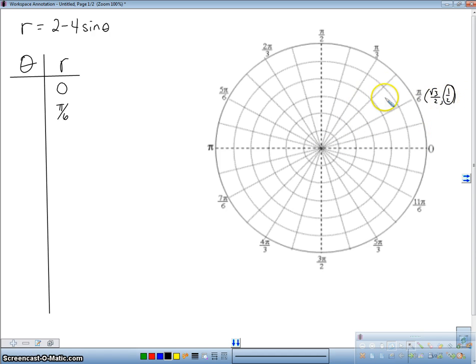So the other values that give me 1/2 for sine are going to be 5 pi over 6. Oops, I forgot that I also do need pi over 2. Okay, so we need pi over 2, then 5 pi over 6, then pi, 7 pi over 6, 3 pi over 2, 11 pi over 6, and 2 pi. So we're going to use that same pattern.